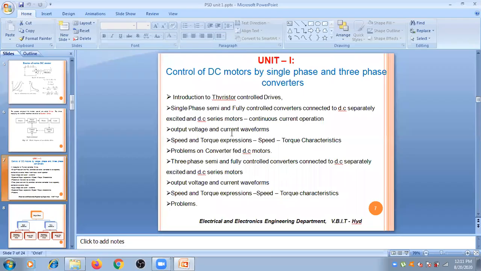We need to plot output voltage and current waveforms, and speed torque expressions have to be derived, and speed torque characteristics have to be plotted with the help of these speed torque expressions. And finally, the problems on single phase converters.